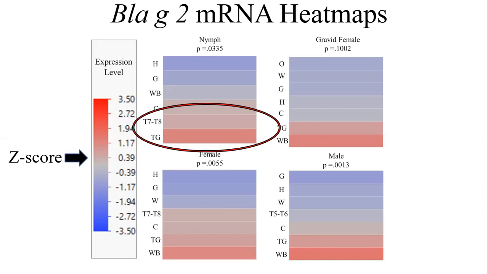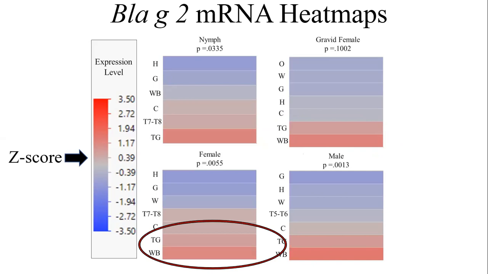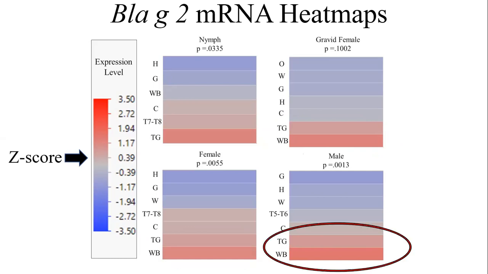And so there may be localization of mRNA there when it comes to preparation for development into adulthood. We also looked at the gravid female. The female whole body had high expression of BLA-G2, as did the male Tergal gland that was included. We looked at the female that hadn't mated, and we found that the whole body and the Tergal glands had highest expression of BLA-G2, and that was the same case with the male. The whole body and Tergal glands had the highest expression of BLA-G2 relatively.